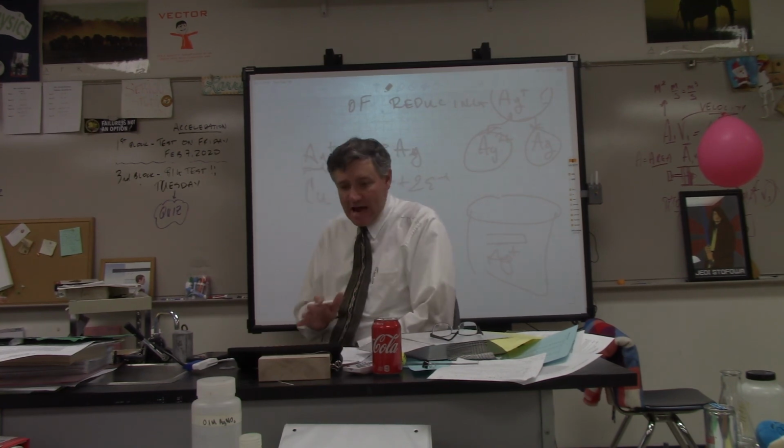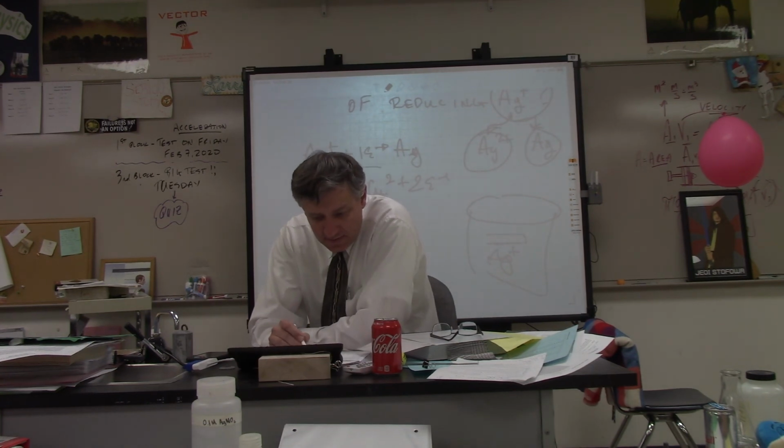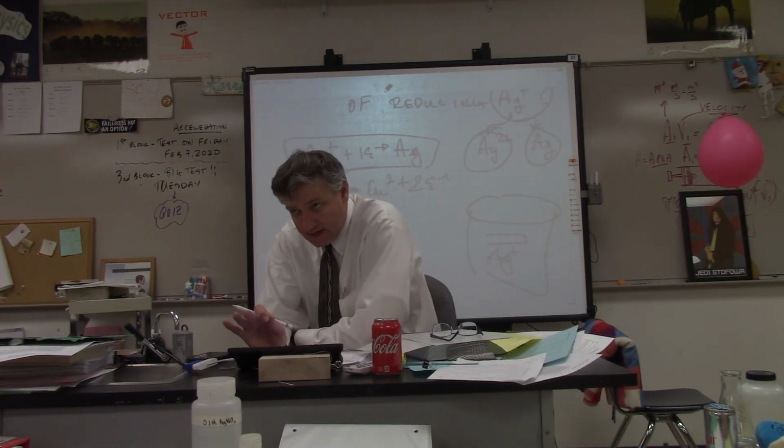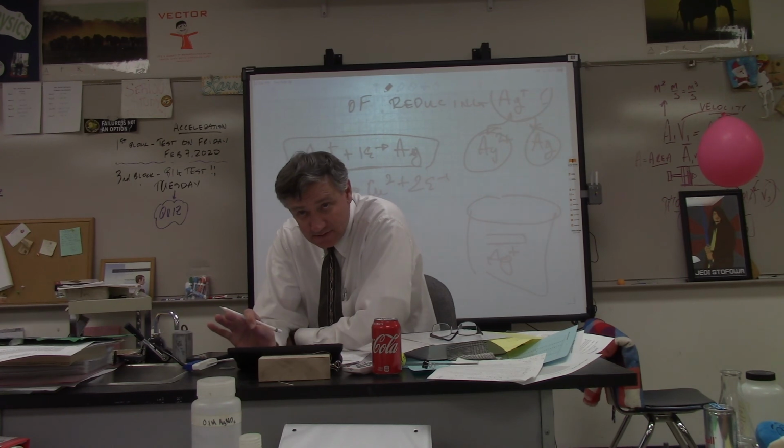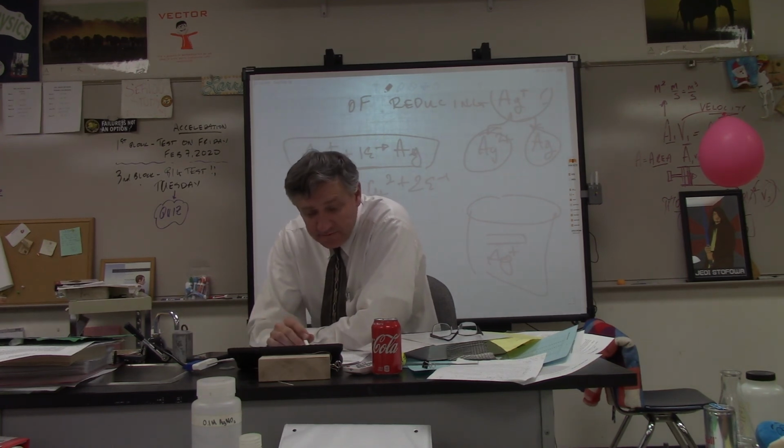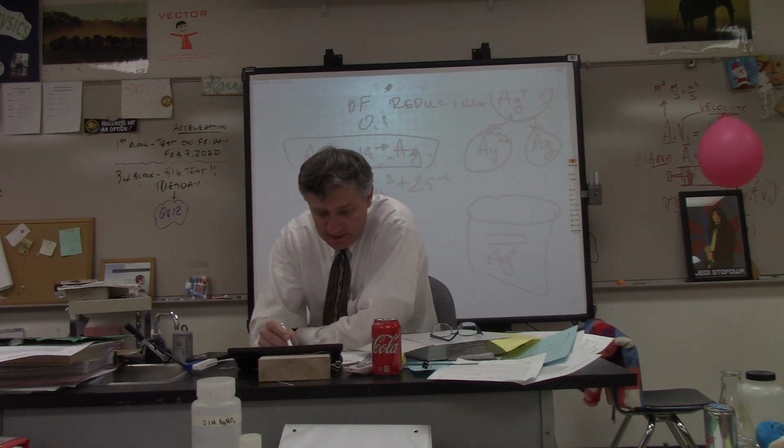So if this is going to happen, it's kind of the biblical thing, as it is written. So what's the E naught value as it is written for silver gaining an electron and turning into Ag? 0.8. 0.80 volts, right?